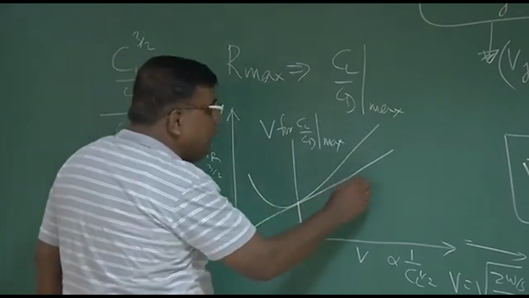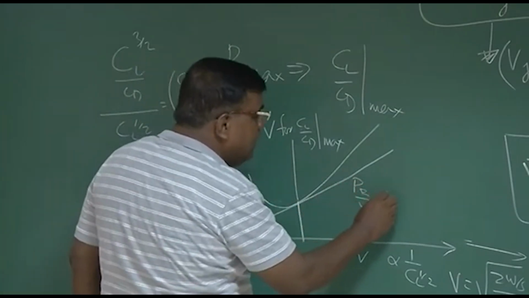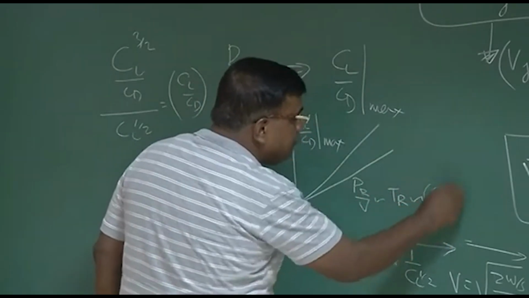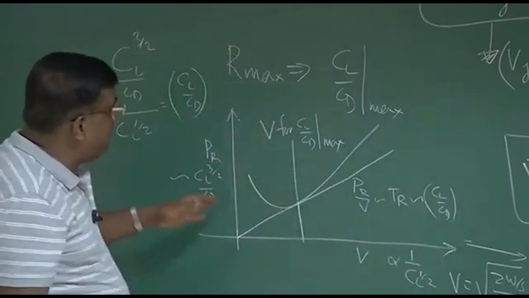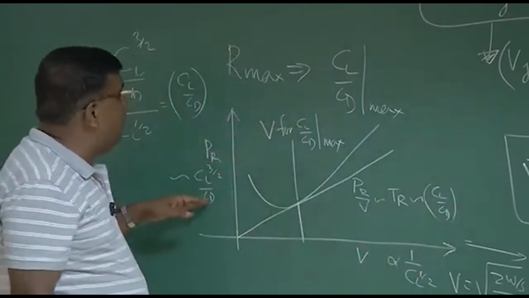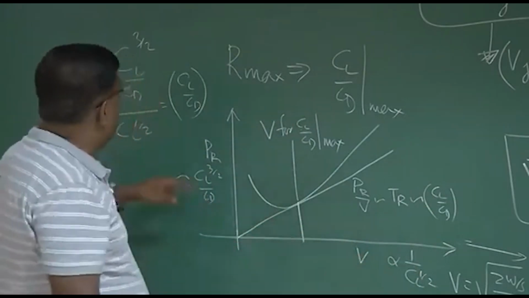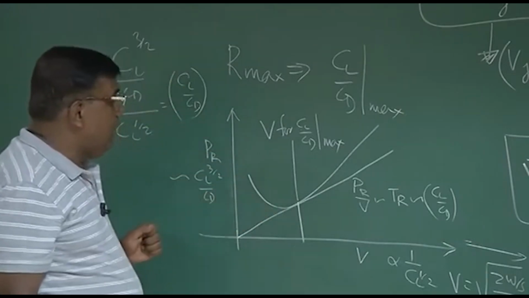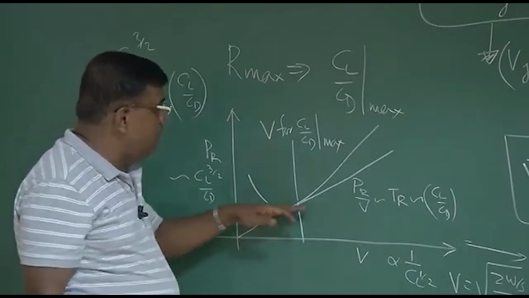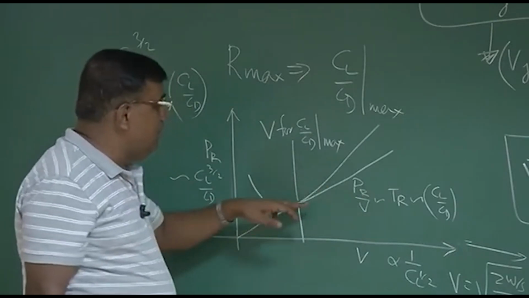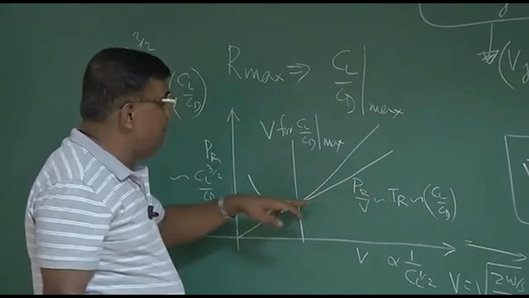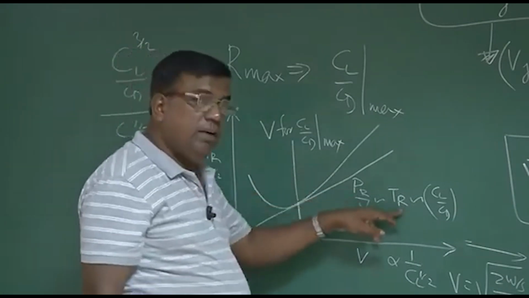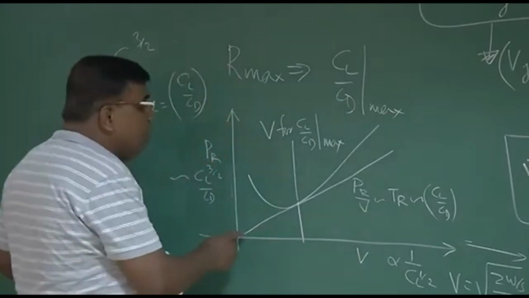This slope is PR by V, that is thrust required, and you know thrust required is proportional to CL by CD. I have tried to interpret this slope through CL^(3/2) by CD and CL to the power half, and I have shown that this is nothing but CL by CD. Now try to see, what is this slope actually for us? This slope is nothing but PR by V. PR by V is nothing but thrust required, and this is the minimum slope.